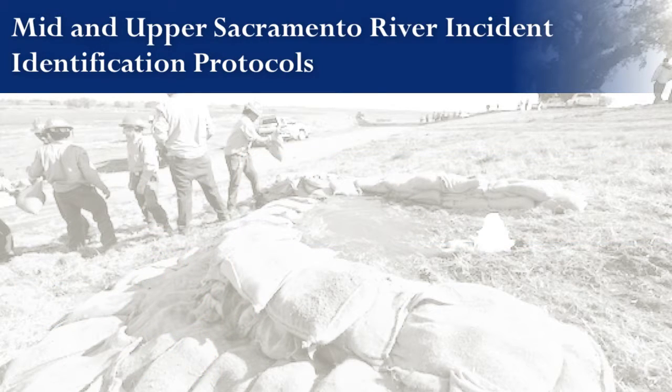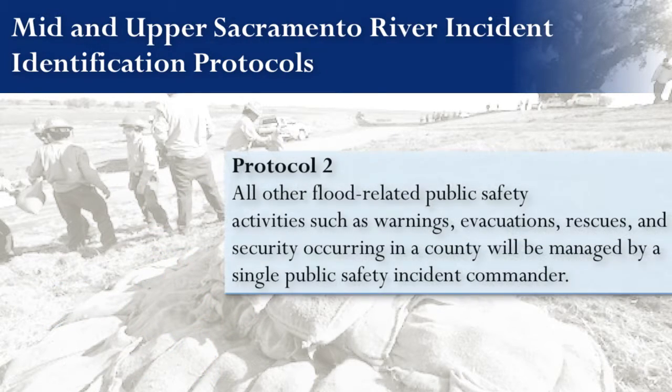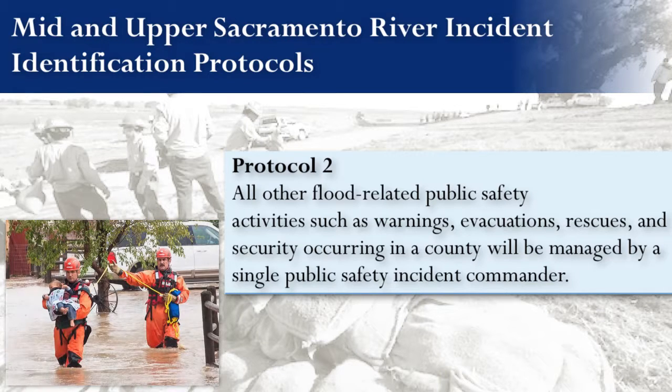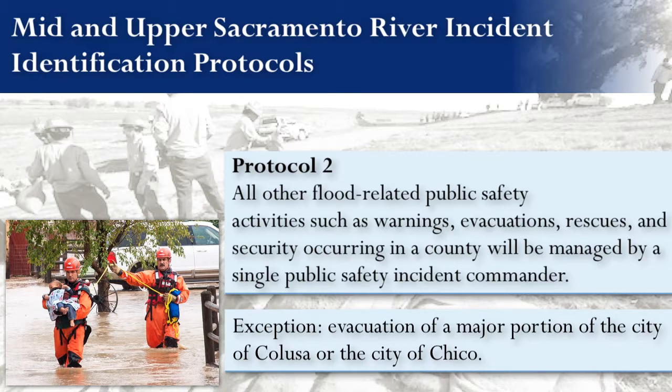The second protocol states that all other flood-related public safety activities, such as warnings, evacuations, rescues, and security occurring in a county will be managed by a single public safety incident commander. The only exception to this protocol is the evacuation of a major portion of the city of Colusa or the city of Chico.